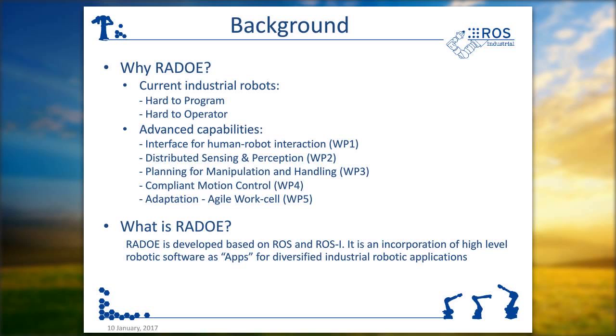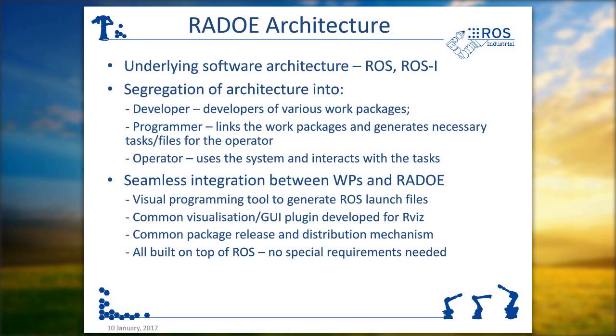So RADOE is a platform developed based on ROS and ROS-Industrial. It is an incorporation of high-level robotic software, which has been developed in the other work packages in the ADOE industrial robot project for different robotic applications. So RADOE is built on ROS and ROS-Industrial. We use a lot of different packages from ROS and ROS-Industrial.